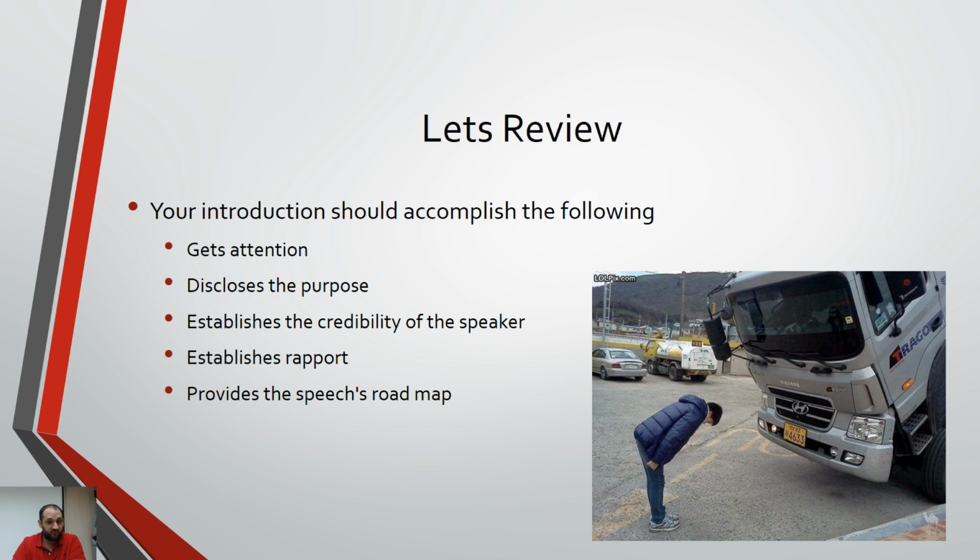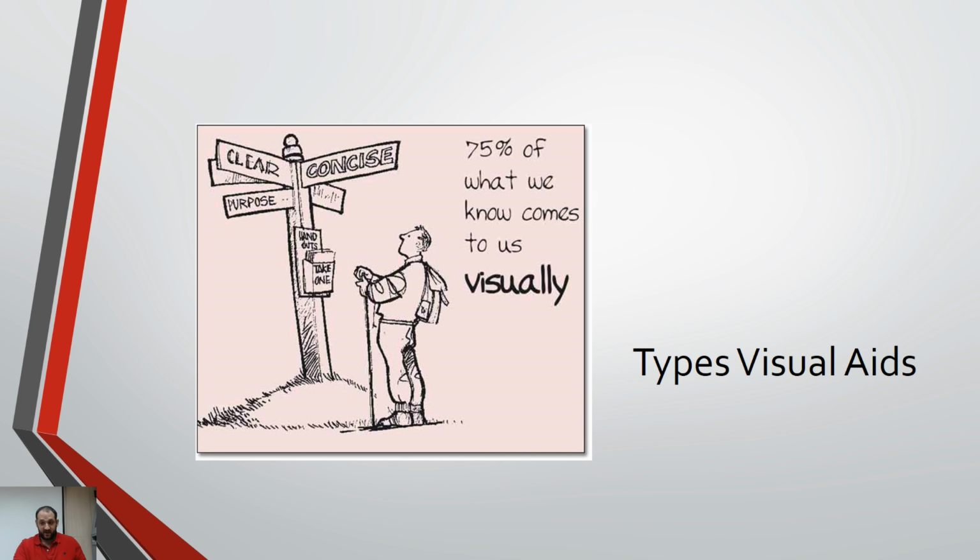And finally, we provide the speech's roadmap. So what's going to be outlined during the speech and what we're going to talk about. So, today we're going to talk about visual aids. I'm not going to go into all of them in tremendous amounts of detail. We have a limited amount of time, but we're going to talk about different types of visual aids. When people say visual aids, they tend to think of PowerPoint or some kind of presentation software program that they use.